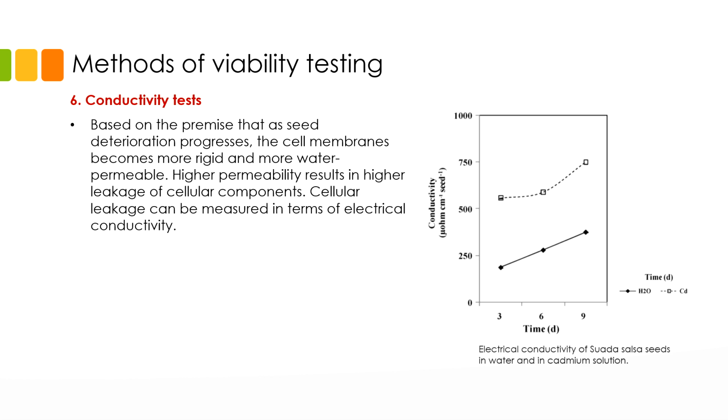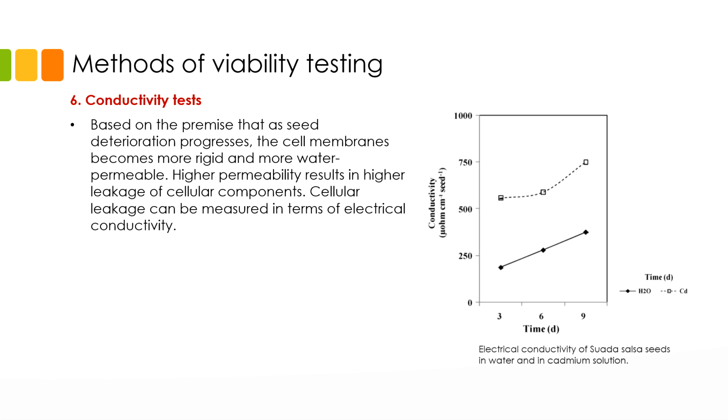The graph on this slide shows the electrical conductivity of Sueda salsa seeds in both water and cadmium solution. As you can see, conductivity in both treatments increases with time, reflecting the gradual leakage of electrolytes from the seeds as they imbibe water. However, the seeds in the cadmium solution exhibit a much higher electrical conductivity. This is because cadmium is a toxic heavy metal that disrupts normal cellular function. Specifically, cadmium damages and destabilizes cell membranes, making them more permeable.